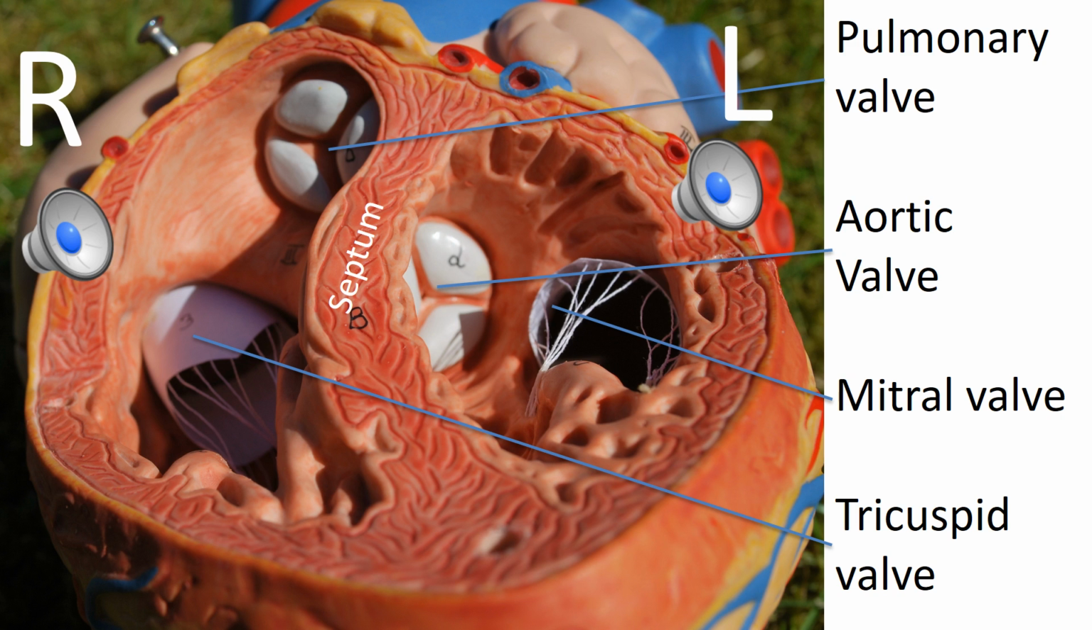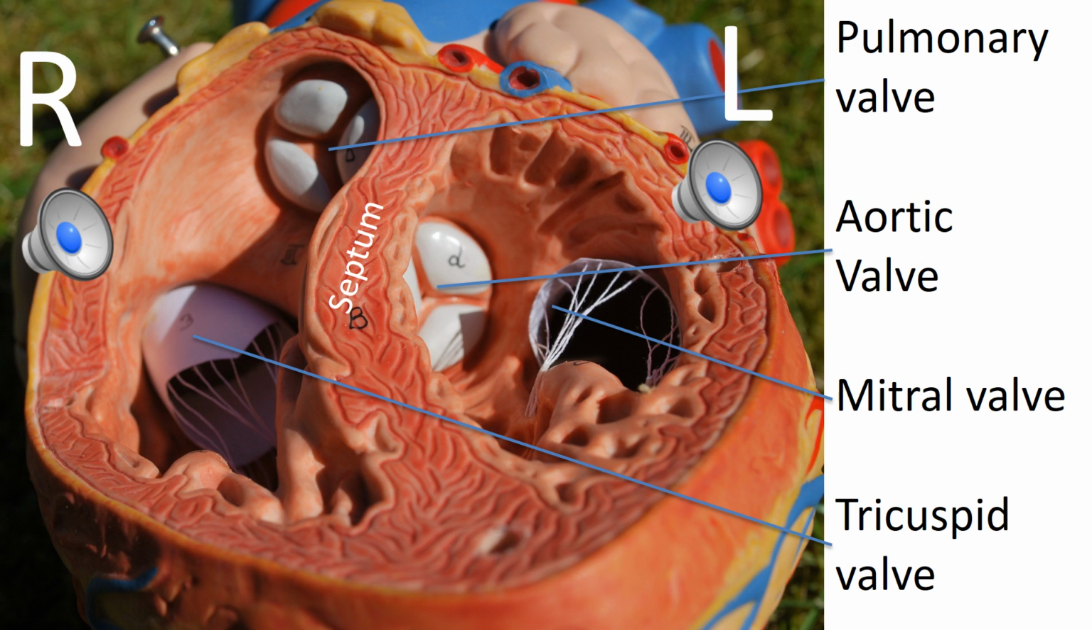Now, moving from the right to the left side of the heart, we see the septum. A septum is a structure which divides, and this is the interventricular septum. That is the septum dividing the right and the left ventricle. And we notice it's muscular and contains myocardium.